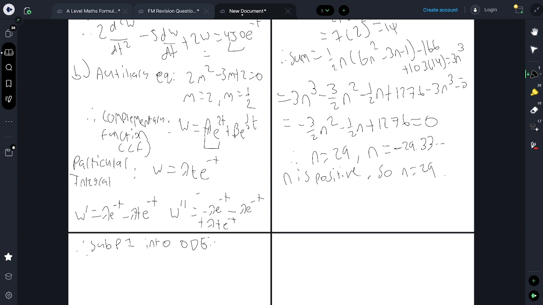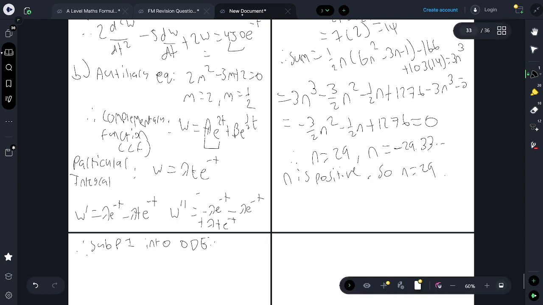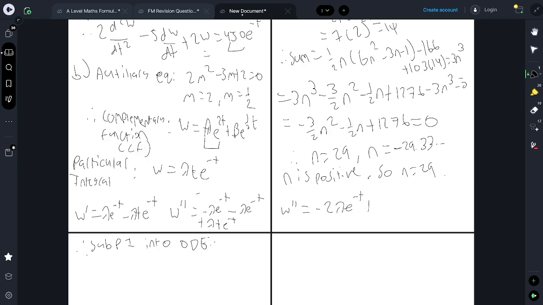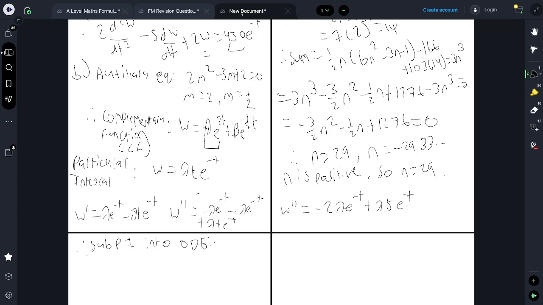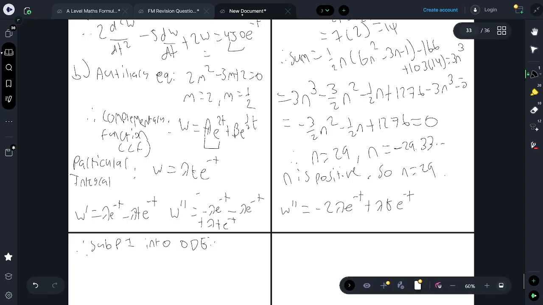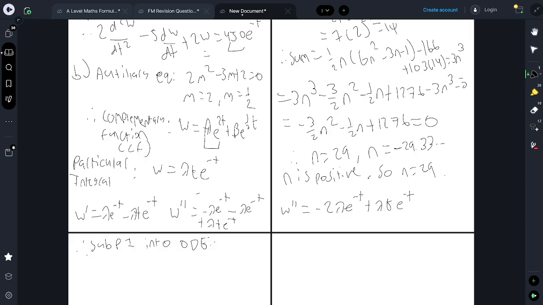We can simplify this, can't we? So then that means w double dash is going to be minus 2 lambda e to the minus t plus lambda t e to the minus t, okay? Let me check that. Is that right? Minus lambda, minus. Okay, that should be okay.